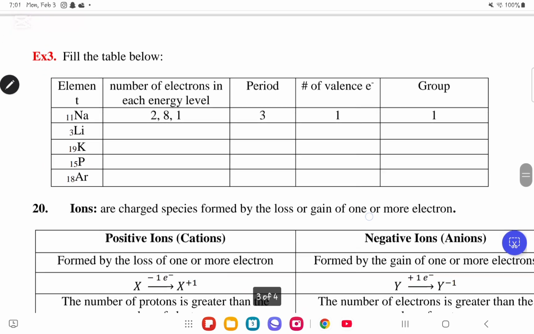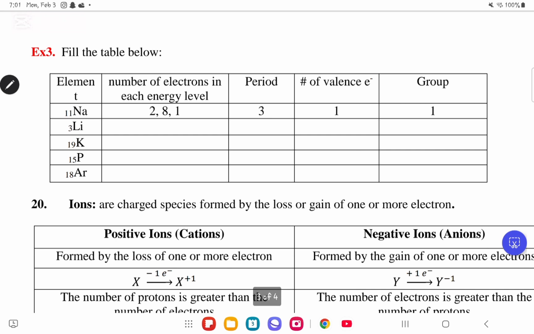Okay, we move on to exercise number 3. They told us to fill in the table below. So Li, it's gonna be 2, then 1. So it is in period 2. Now, how do we know the period? You're gonna count how many numbers you put. So for Li, it's gonna be 2, 1. It's gonna be in period 2 because you have 2 numbers. And if you want to check the number of valence electrons, you look at the last shell. It's 1 valence electron, and the group is also the last shell, which is 1. Okay. And it has 1 valence electron, and it is in group 1.